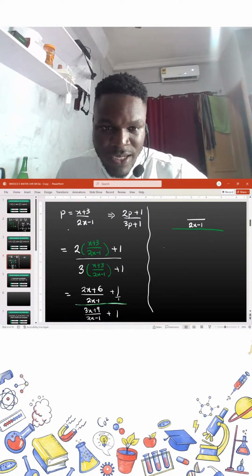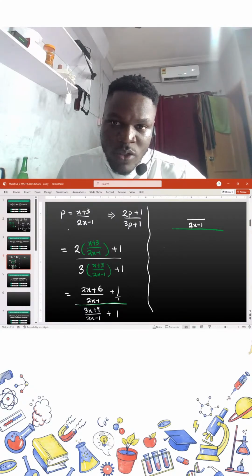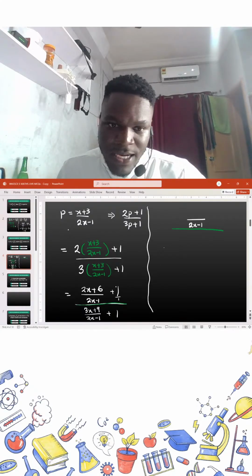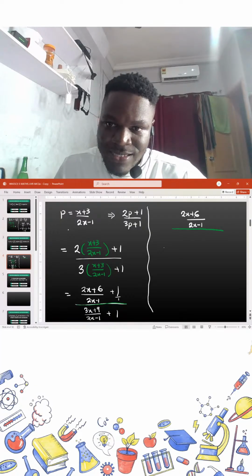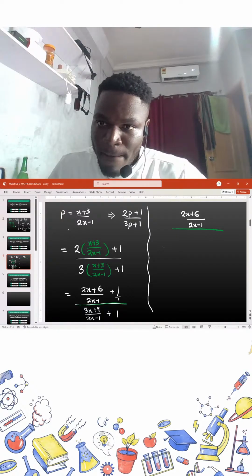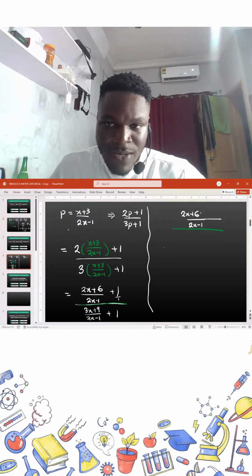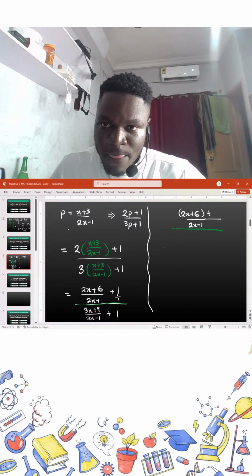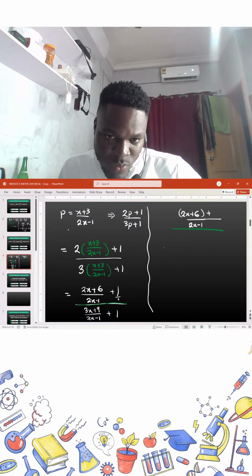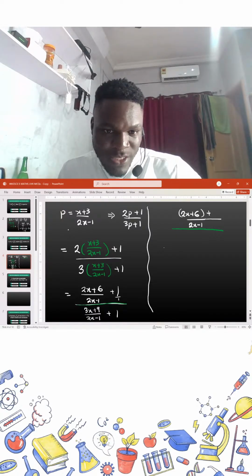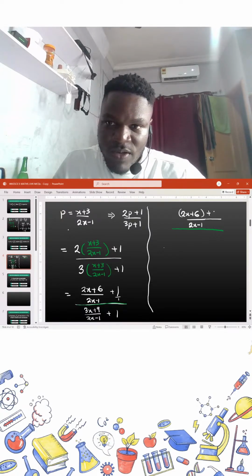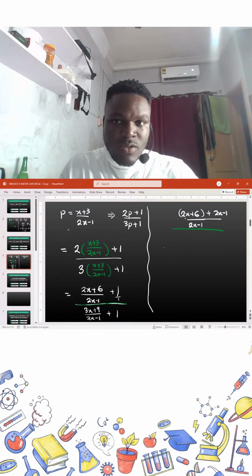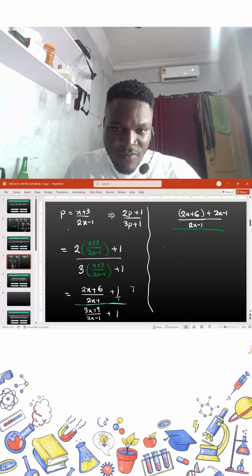So I have here 2x minus 1. The 2x minus 1 will go into 2x minus 1 one time, and then with that 1 multiplied by the top over here, that will give me 2x plus 6. Let me put that in brackets. Then plus the 1 that has 1 as a denominator, that 1 will go into 2x minus 1 the 2x minus 1 times. That 2x minus 1 multiplied by 1 will give me 2x minus 1. Okay, so I'm now done solving the expression I have at the top over here.